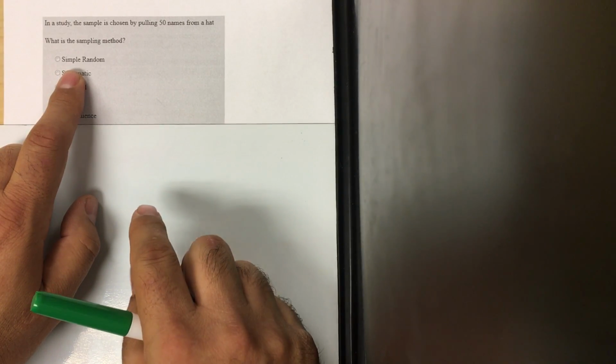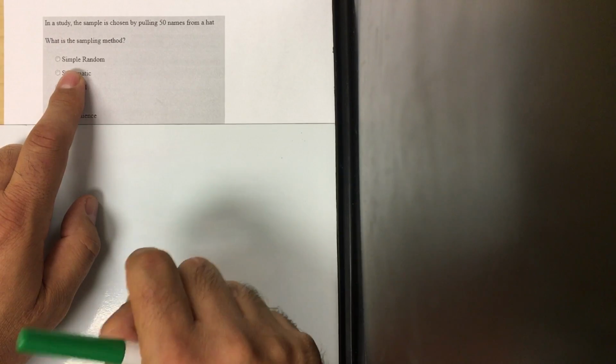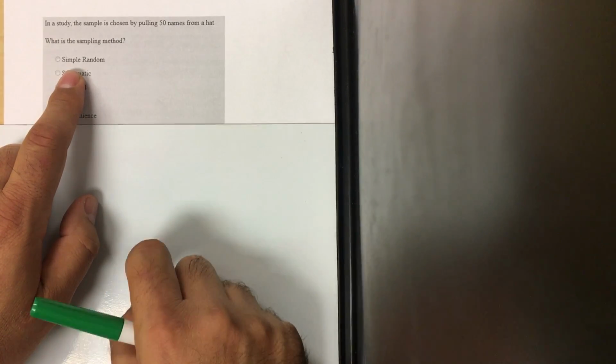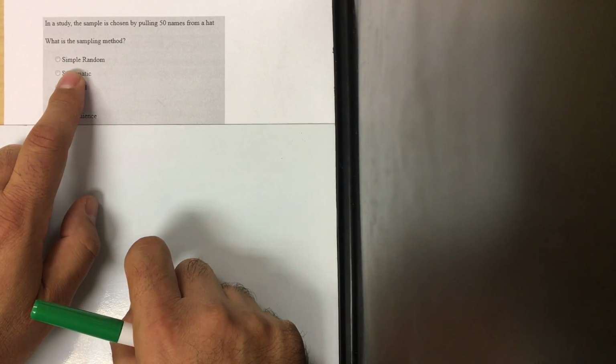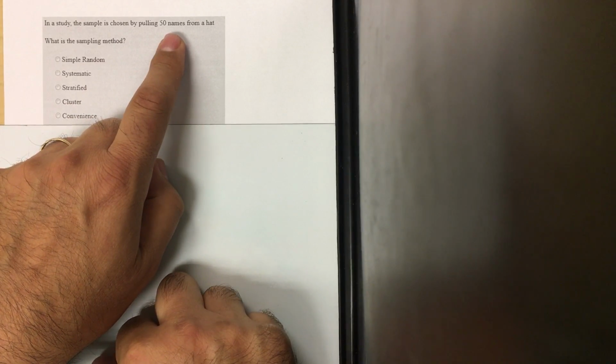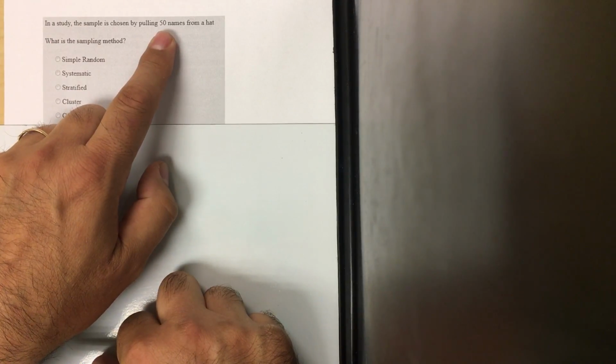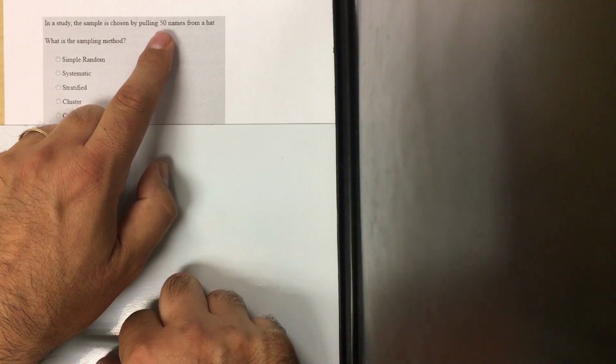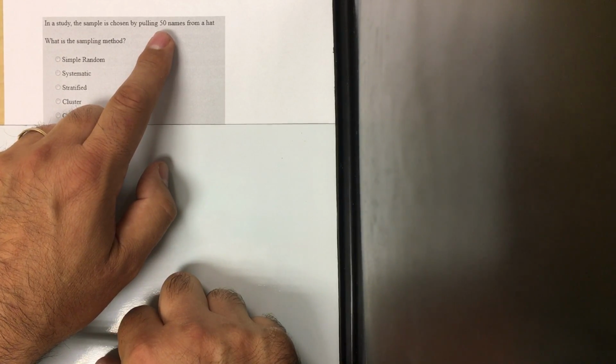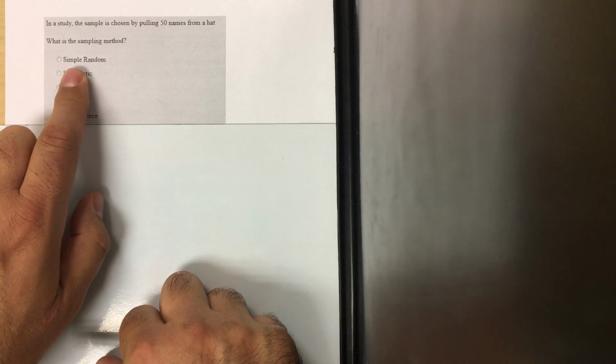So the definition says that every subset of a given size n is equally likely to be selected. So in this case, if I'm throwing the entire population into a hat and then pulling 50 names from it, then every given sample of size 50 is equally likely to be selected. Therefore, this is simple random.